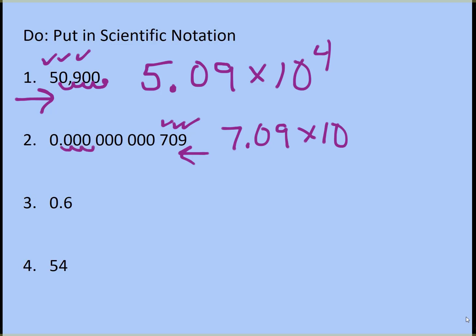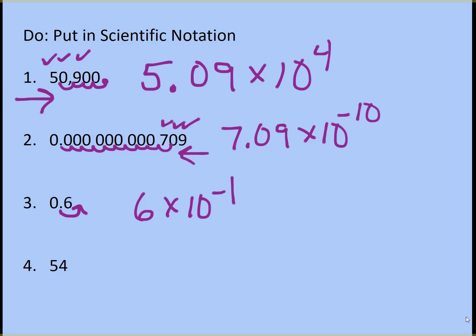So 1, 2, 3, 4, 5, 6, 7, 8, 9, 10. So 10 to get between the 7 and the 0. And remember, this is small, so it needs to be negative. So to the negative 10th. So 6 times 10 to the negative 1 is how I'd represent that. I moved my decimal to the right and made the number bigger, so it should be a negative exponent.